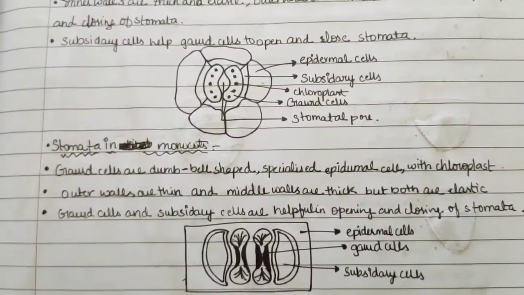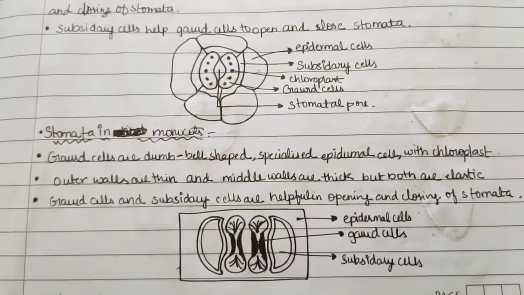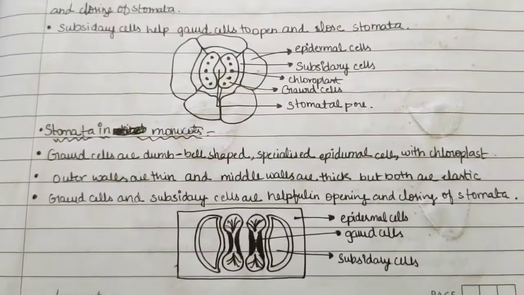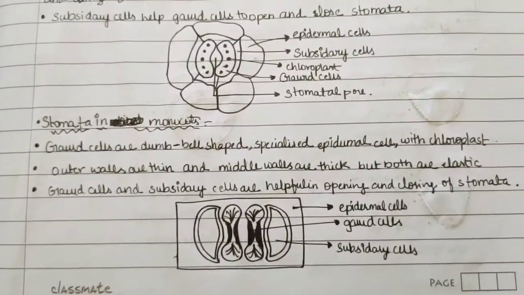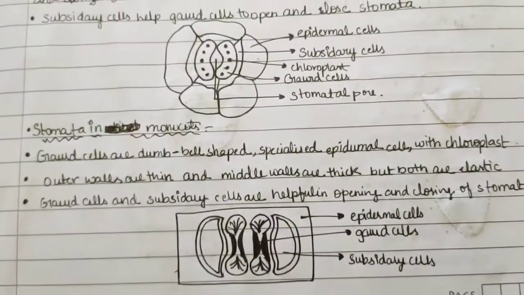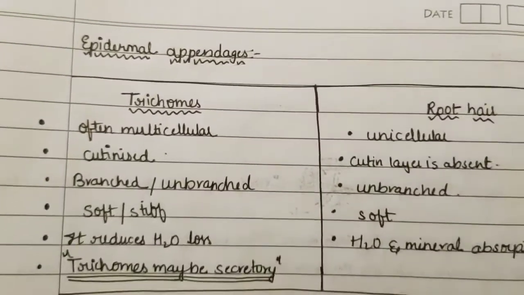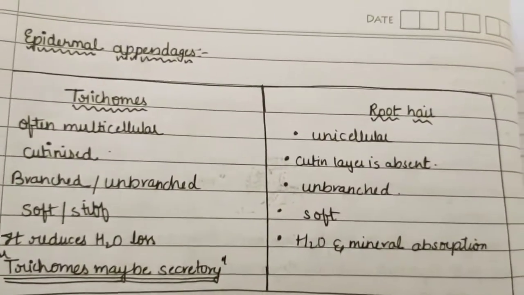Then stomata in monocots. The guard cells are dumbbell shaped, specialized epidermal cells with chloroplasts. The outer walls are thin and the middle walls are thick, but both are elastic. The guard cells and subsidiary cells are helpful in opening and closing of the stomata. Here is the structure of monocot stomata.